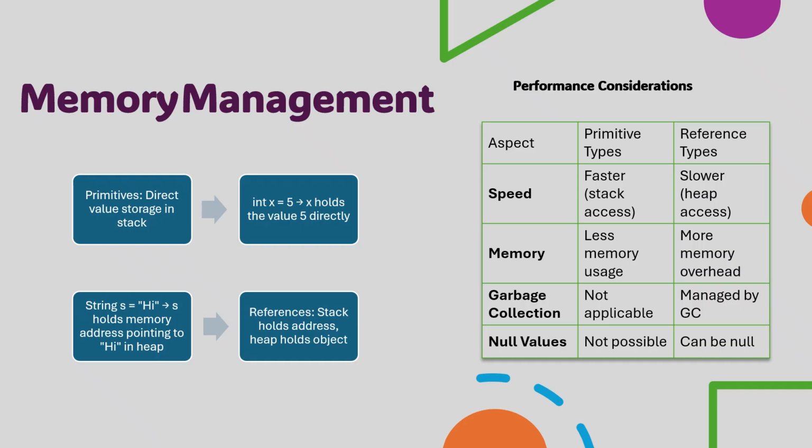When you talk about garbage collection, it's not applicable to primitive types, but it is applicable and managed for reference data types. So reference data types are managed by garbage collection. Null values are not possible under primitive types, but reference types can be null.